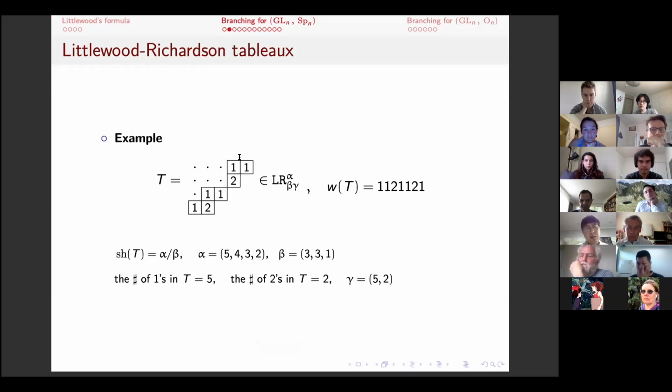Also the number of letter ones is 5 and the number of letter twos in T is 2. So this tableau has content 5 and 2. Also, the word of T is given by 1, 1, 2, 1, 1, 2, 1. Then this word is a lattice word. That is, when we read this word from left, the number of letter i is always greater than or equal to the number of letter i plus 1. So this tableau is an LR tableau corresponding to the partitions alpha, beta, and gamma.